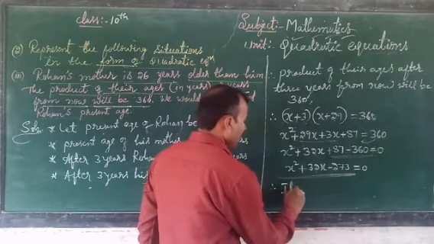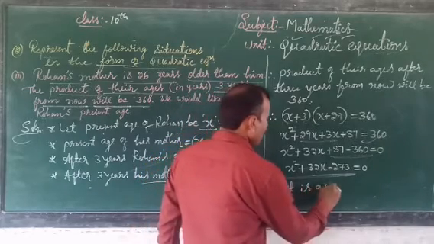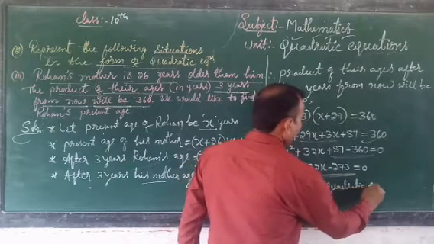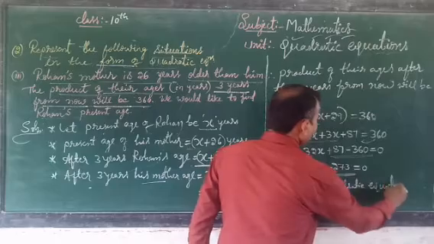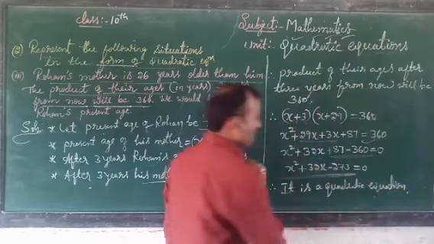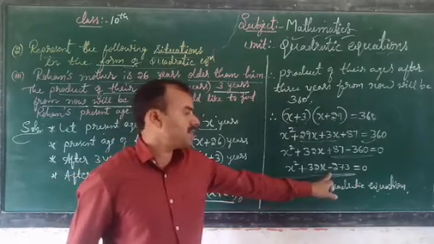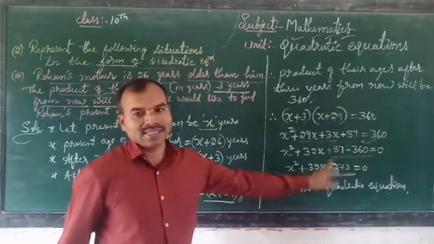Therefore, it is a quadratic equation: x square plus 32x minus 273.